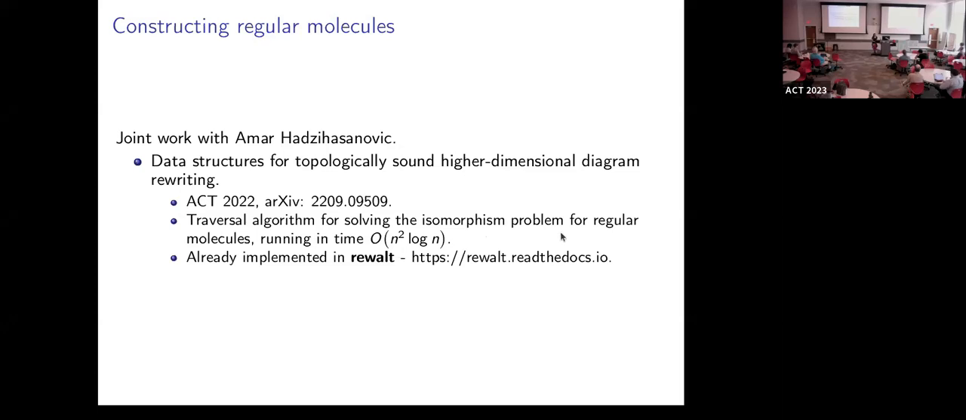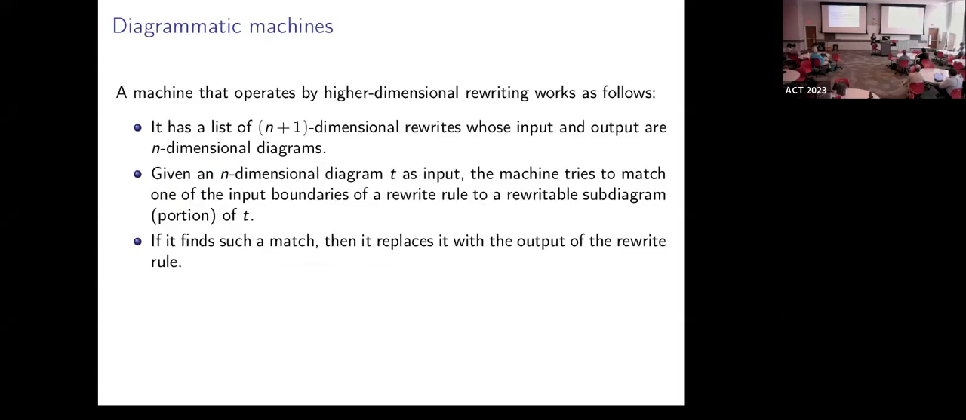Okay. So after this, our next question became: is a machine that operates via higher dimensional rewriting a reasonable machine by the standards of computational complexity? And to answer this question, I first need to tell you how such an abstract diagrammatic machine works. This machine has a list of n+1 dimensional rewrites whose input and output are n-dimensional diagrams, okay?